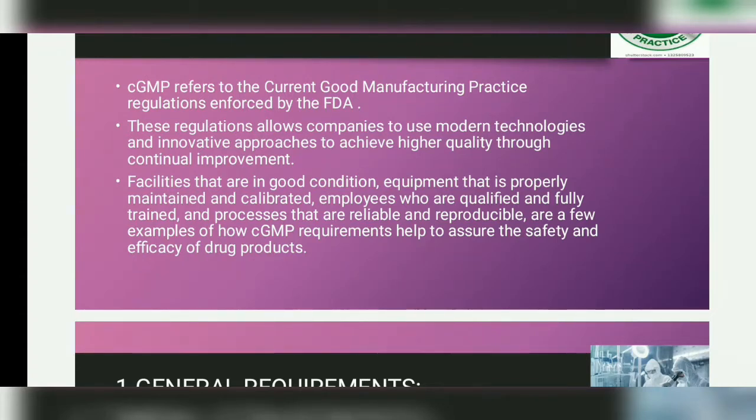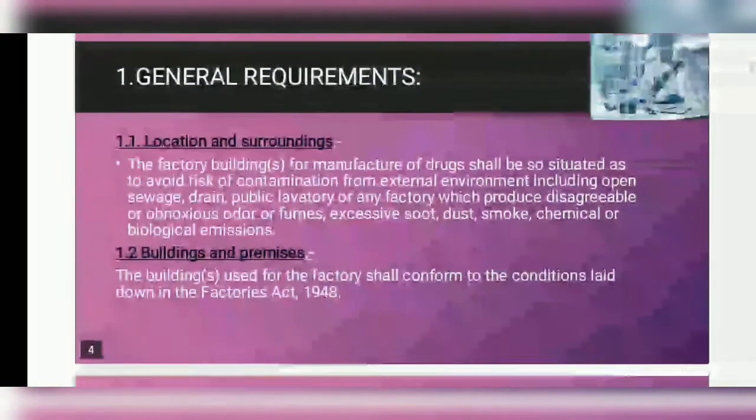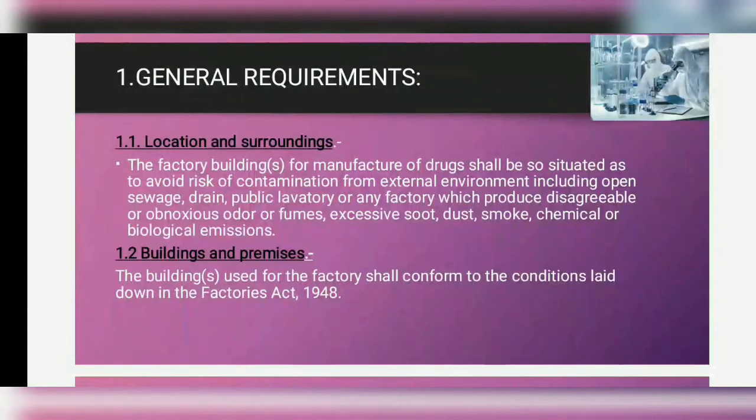It helps in establishing strong quality management systems, obtaining appropriate quality raw materials, detecting and investigating product quality deviations, and it also helps in maintaining reliable testing laboratories. So CGMP and GMP are very important for maintaining reliable testing laboratories. Now come to our next slide, that is the general requirements of GMP.